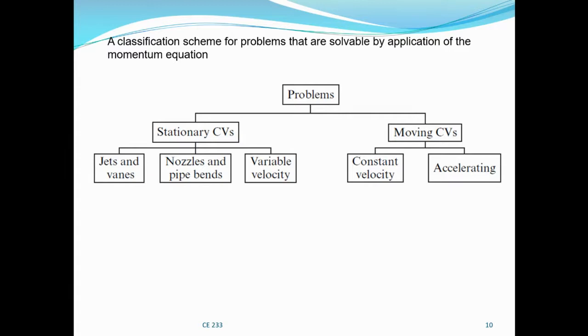You have basically two types: stationary controlled volumes and moving controlled volumes. For the stationary controlled volumes, you have jets and vanes, nozzles and pipe vanes, variable velocity. And for the moving controlled volumes, you have constant velocity and accelerating. There are some examples in the slides, but basically I will concentrate on pipe bends, okay? Because as civil engineers or civil engineering students, this is one of the examples that is so much applicable.